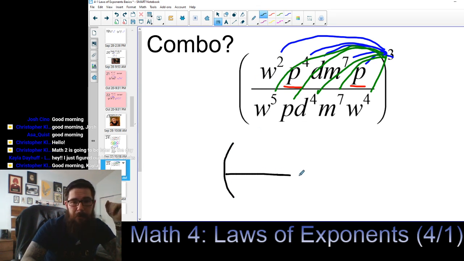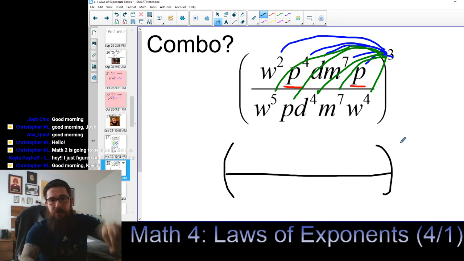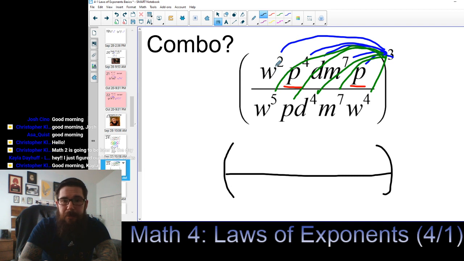We're still going to have a massive fraction, but this 3 is going to be gone because we're now taking it, distributing it all the way in. W squared to the 3rd, by that distribution, it's just multiplication. I'm going to do 2 times 3. That's going to give me w to the 6th. P to the 4th to the 3rd, it's law 3 again. Multiply those guys, p to the 12th.